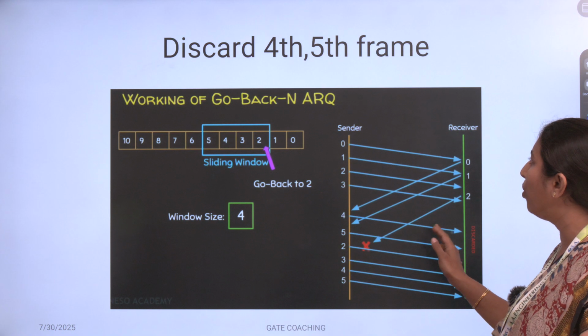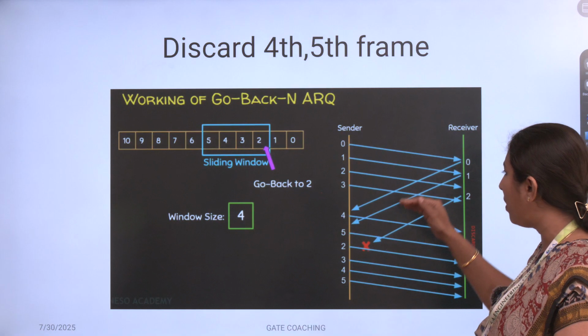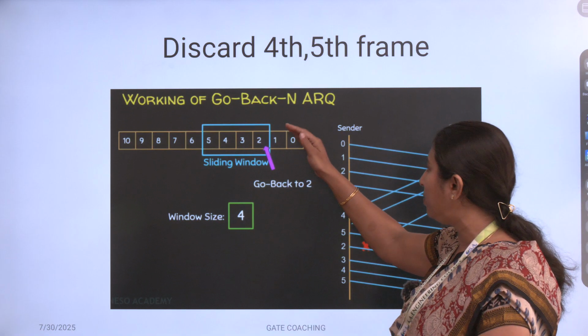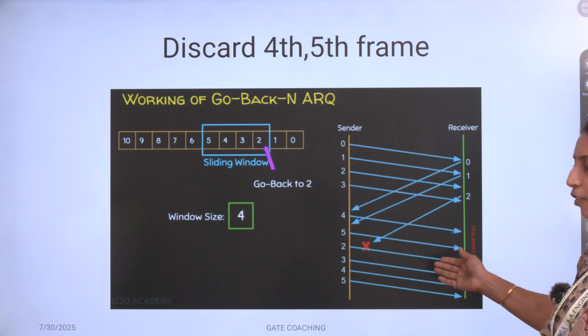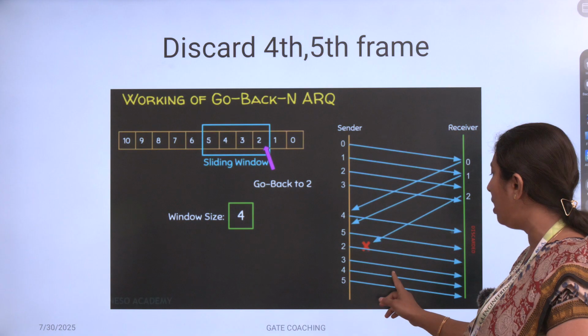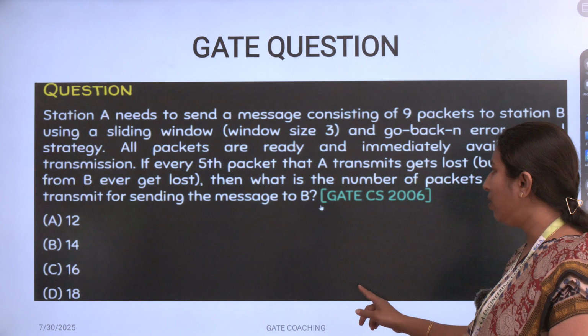Now this is how Go-Back-N ARQ works. From the packet whose acknowledgement is lost, from that particular packet we are going to retransmit the frames to the receiver. This is our Go-Back-N ARQ.